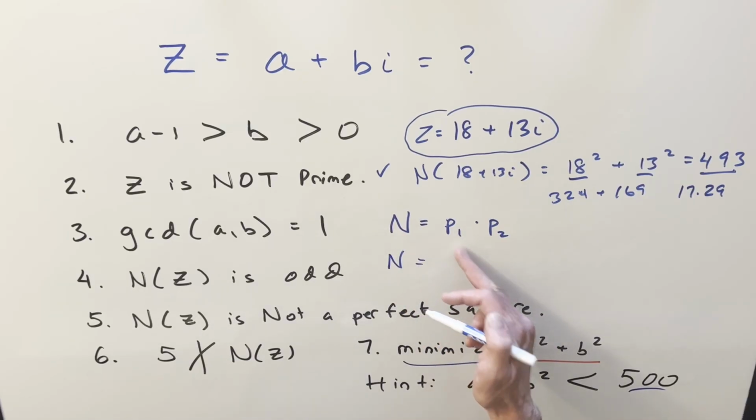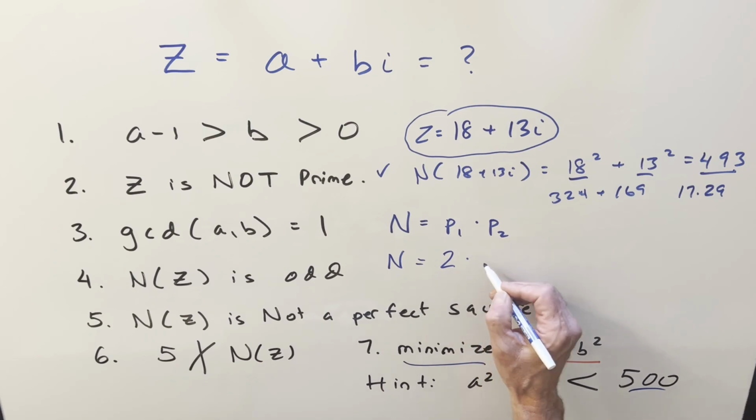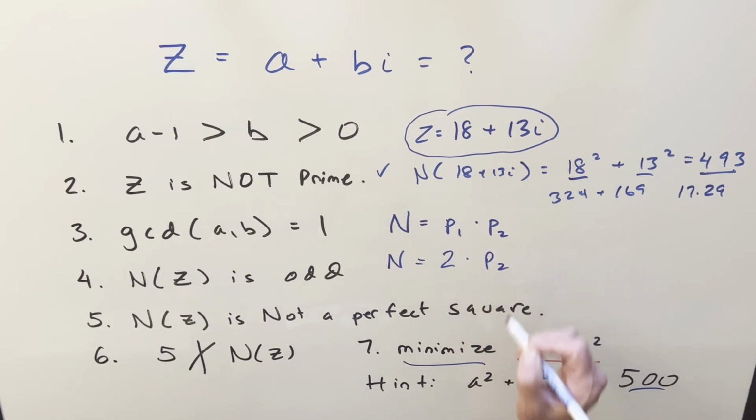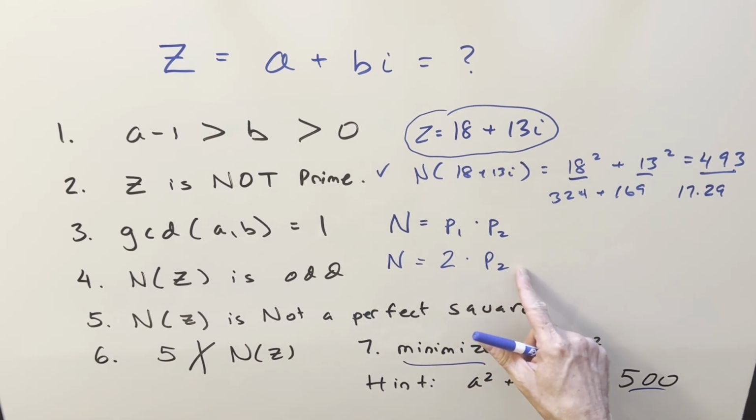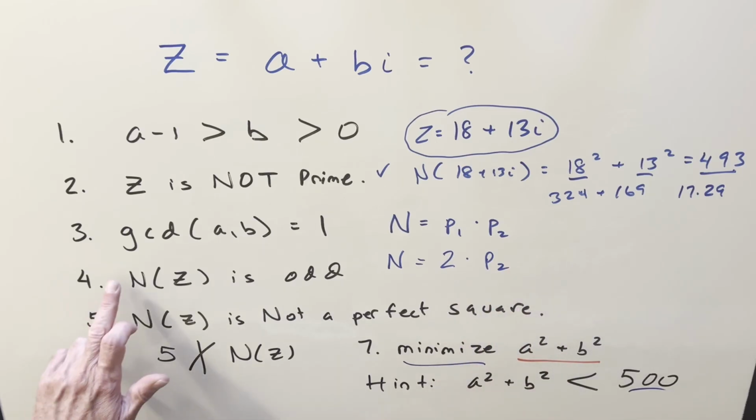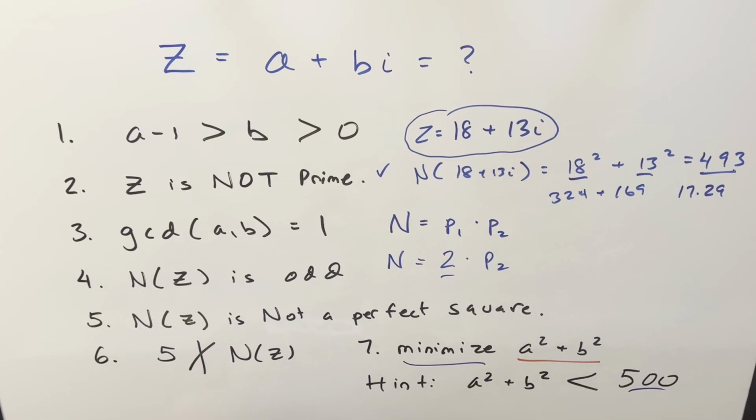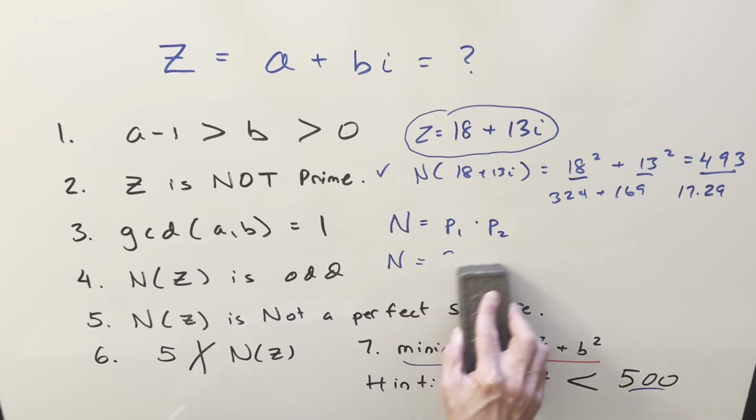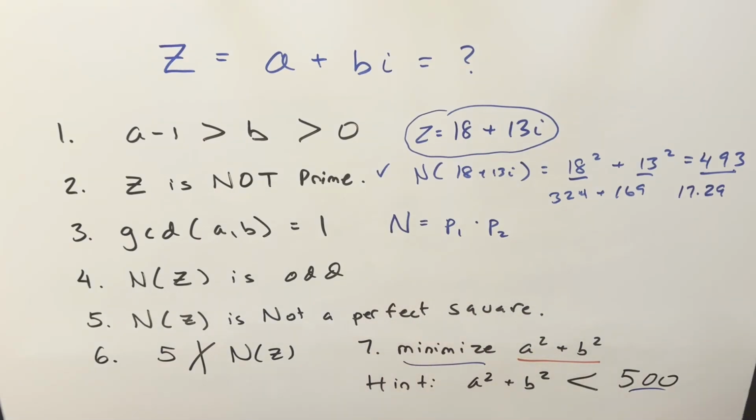We could set P1 equal to 2. So we could say our norm is 2 times some other prime. But right off the bat, this case isn't going to work because it violates number 4, that we want the norm to be odd. If we're multiplying it by 2, it's always going to be even. So we don't want any 2's in this. We really want P1 and P2 to be odd primes, and we'll only consider those.